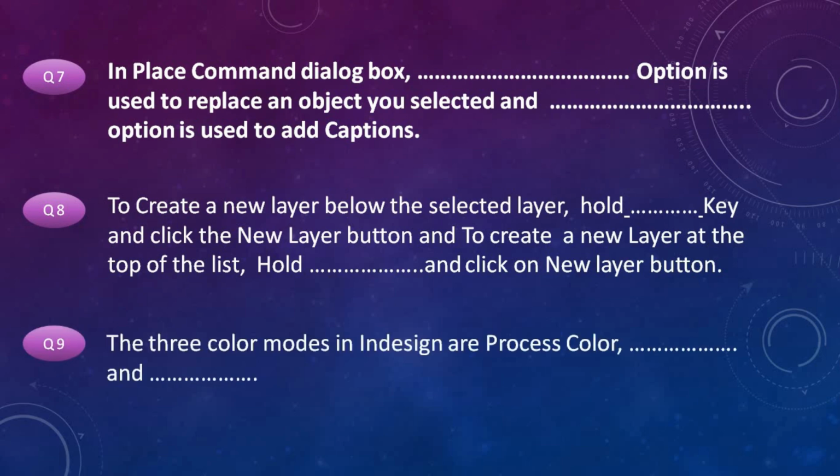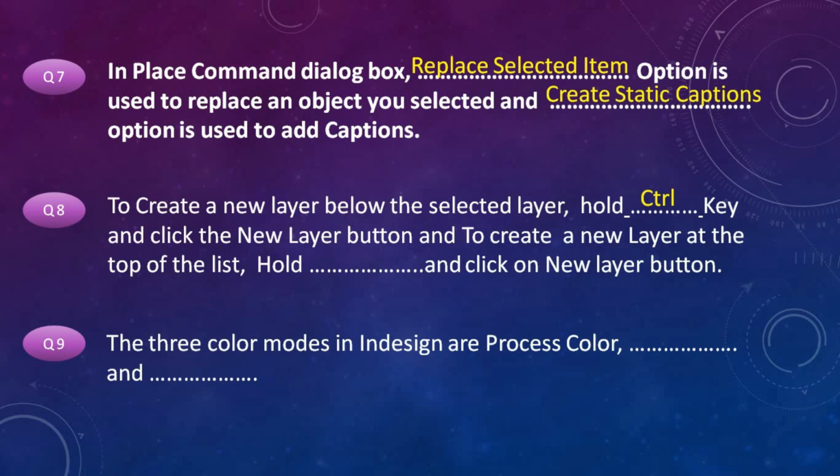The three color modes in InDesign are process color, dash and dash. The answer for these questions: in place command dialog box, replace selected item option is used to replace an object you selected, and create static caption option is used to add captions. To create a new layer below selected layer, hold Ctrl key and click the new layer button.